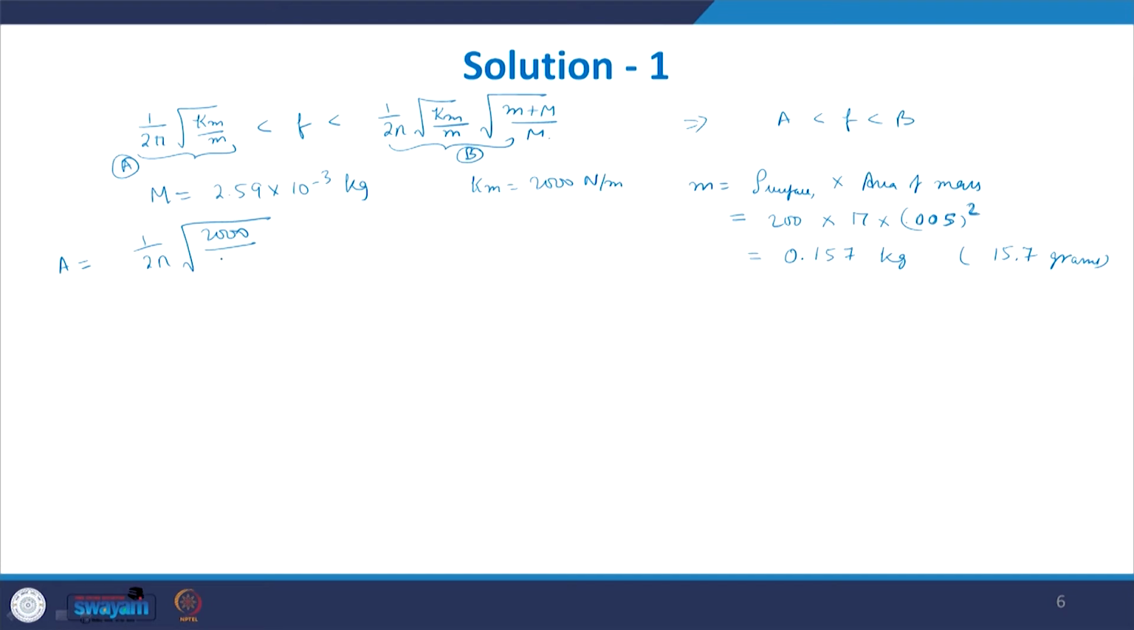So we put the value of m here. So the quantity A then becomes 1 upon 2 pi under root of 2000 by this value, which comes out to be 0.0157, that is why it is 15.7 grams. So when you calculate this quantity, what you get is approximately 57 hertz, and the value B you can calculate, it will be this quantity multiplied by this.